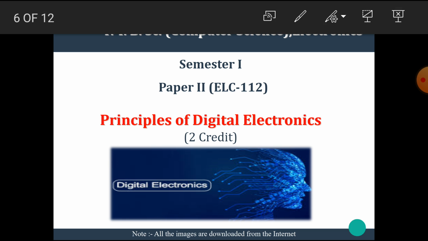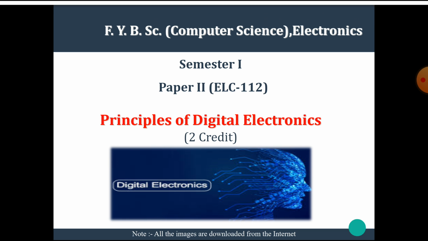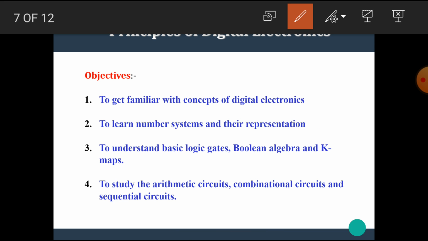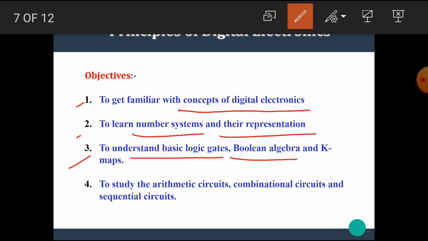The paper second of semester first is the Principles of Digital Electronics. The objectives of this subject are, first, to get familiar with the concept of digital electronics. Second, to learn number systems and their representation. The third objective is to understand basic logic gates, Boolean algebra, and K-maps. And the last objective of the subject is to study the arithmetic circuits, combinational circuits, and the sequential circuits.